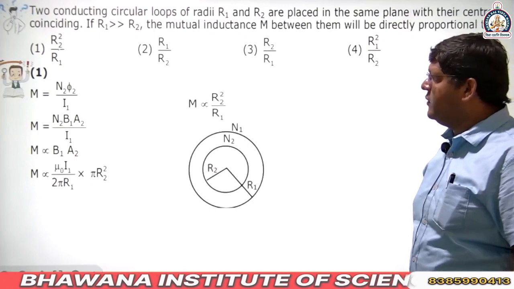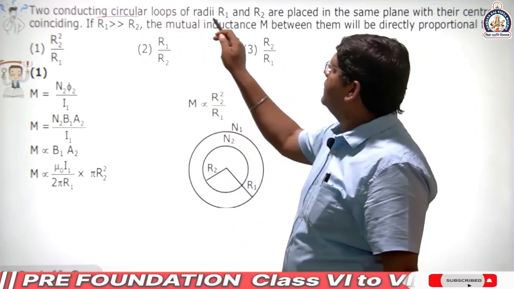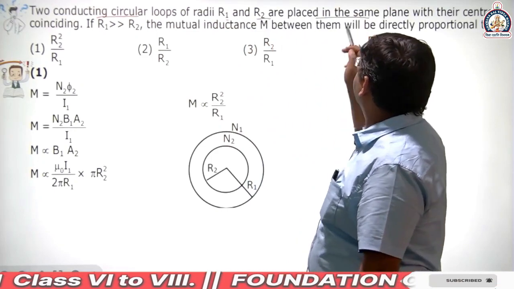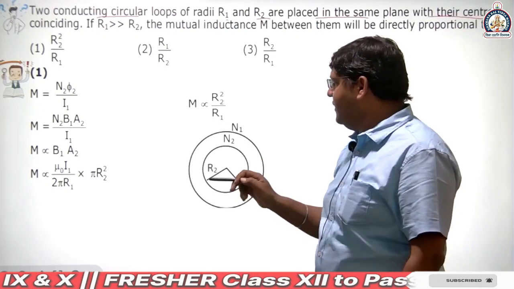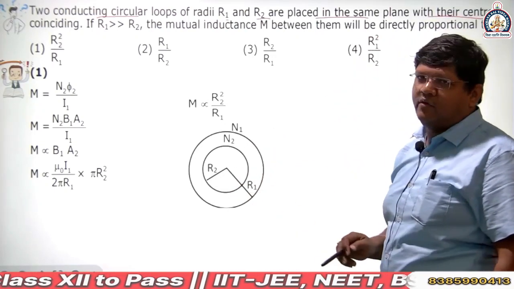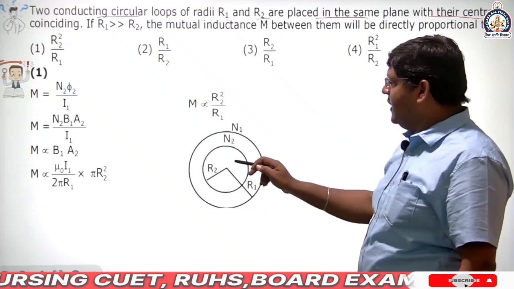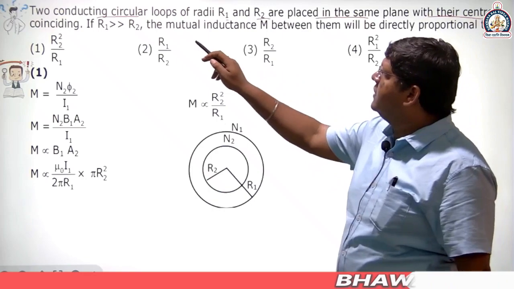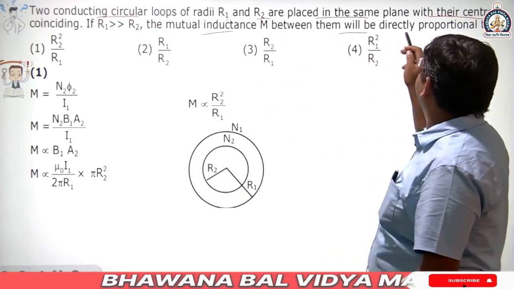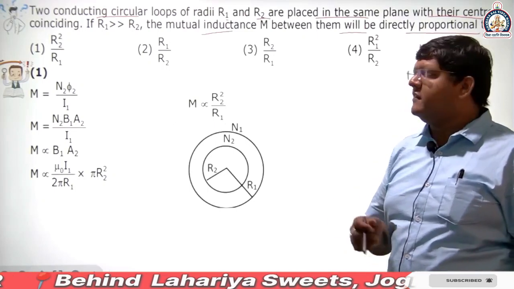Moving to the next part, the question says two conducting circular loops of radii r1 and r2 are placed in the same plane with their centers coinciding. We are provided with two circular loops of radii r1 and r2, where r1 is bigger and r2 is smaller. The question says the mutual inductance M between them will be directly proportional to what? We have to calculate the value of mutual inductance capital M.